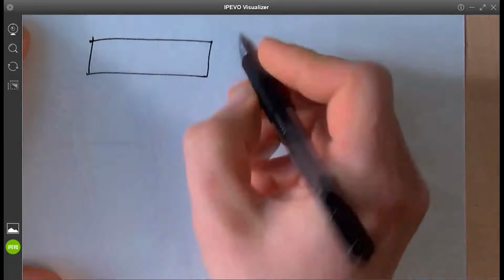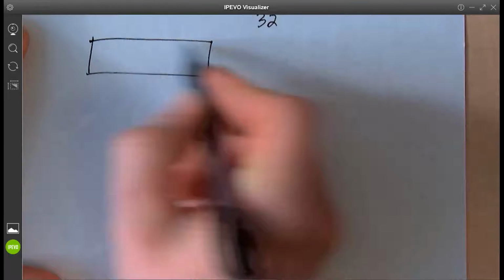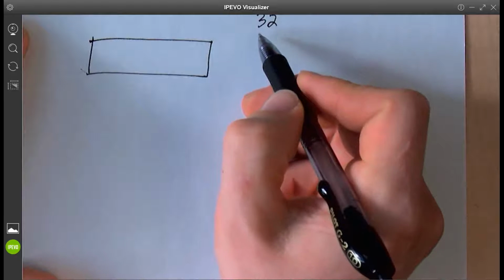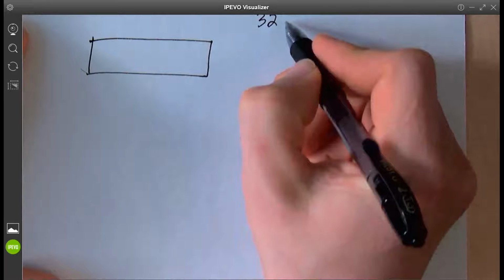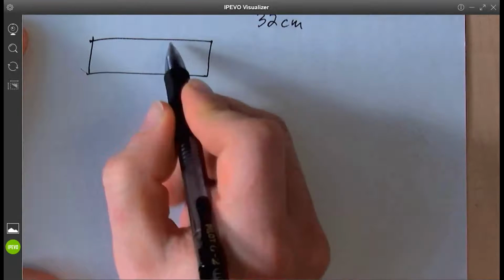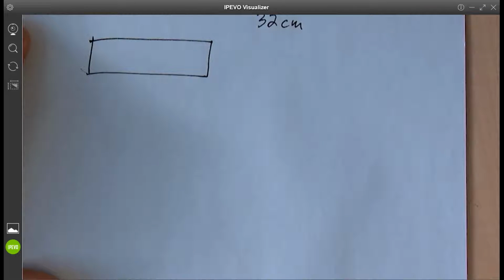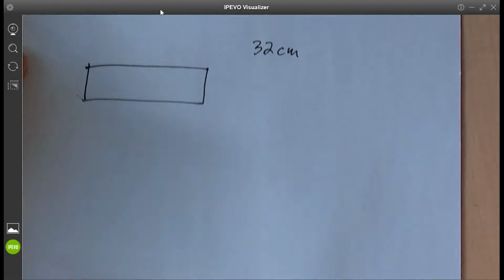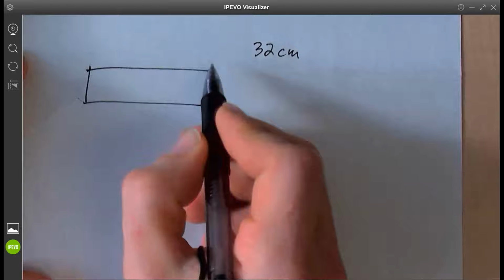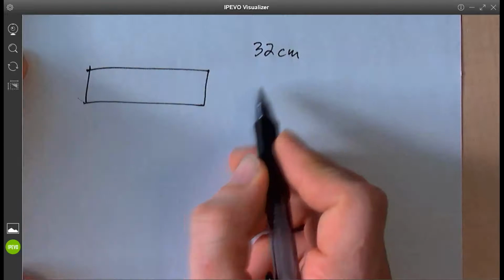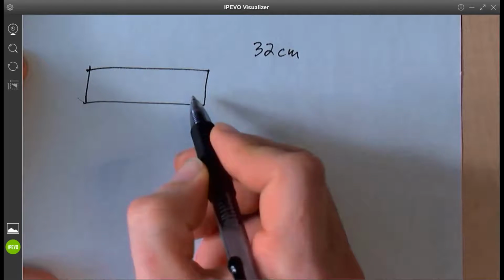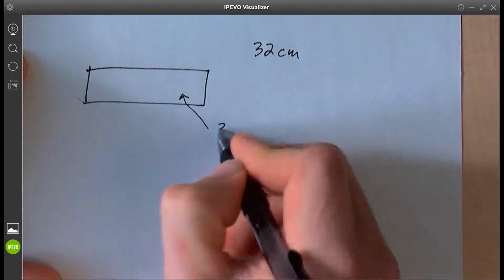So here's a rectangle. Let's suppose it has to have a perimeter of 32. What are some possible ways you can get the perimeter as 32? That means the distance around this whole thing has to be 32, and they want to know what's the greatest area.